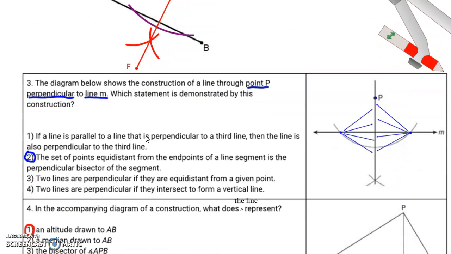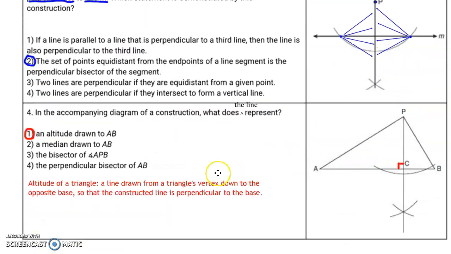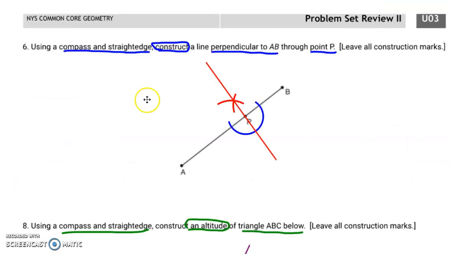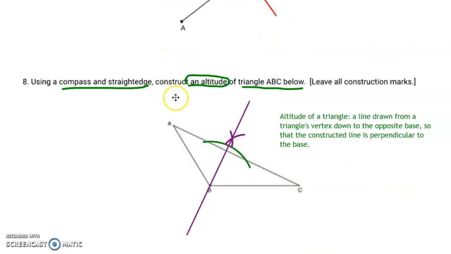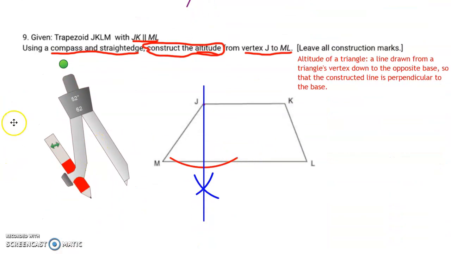No big deal. For question number 3, it was a little wordy, but all we needed to do is read the set of points equidistant from the endpoints. That automatically means we're looking at a perpendicular line. Question 4 was an altitude. You did need to look up altitude. The definition was very easy to find. All you need to do is search altitude of a triangle. The rest of this problem set was pretty straightforward because all it was was constructions of perpendicular bisectors and constructions of altitudes. All right, this was the video on Unit 3, lessons 4 through 6.